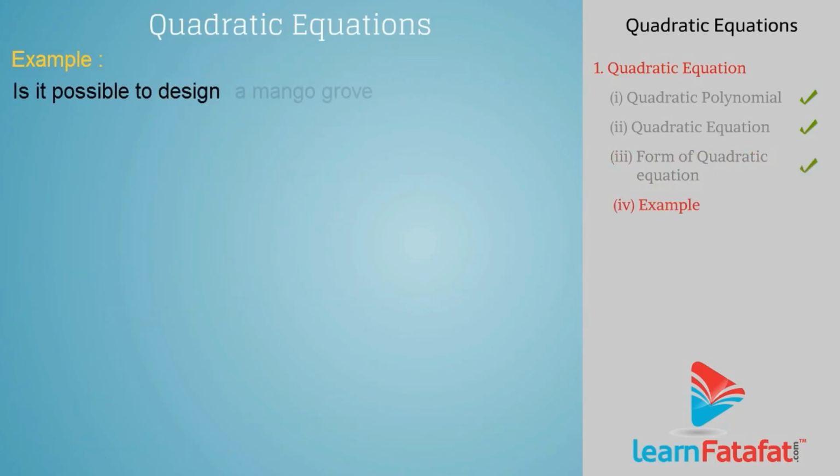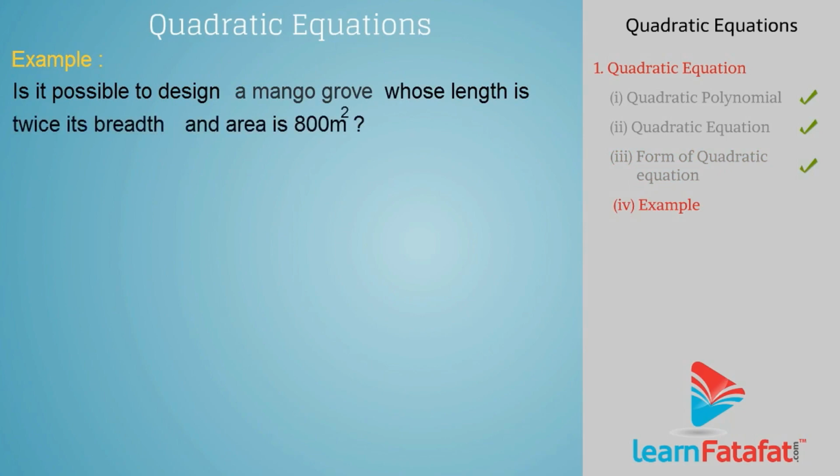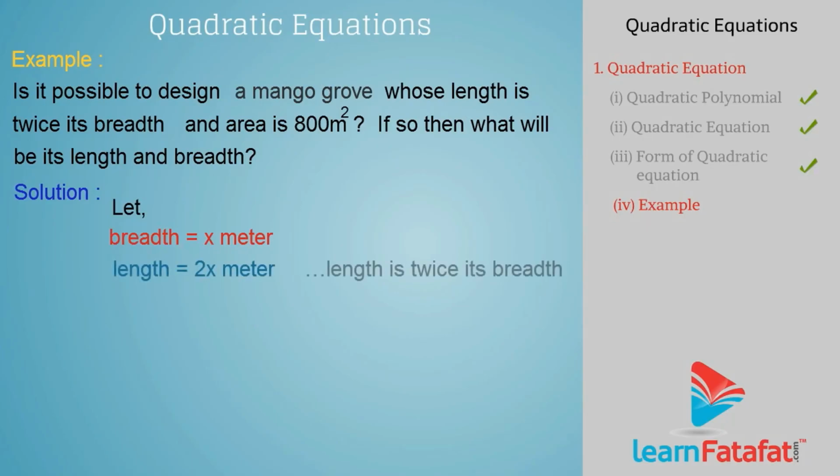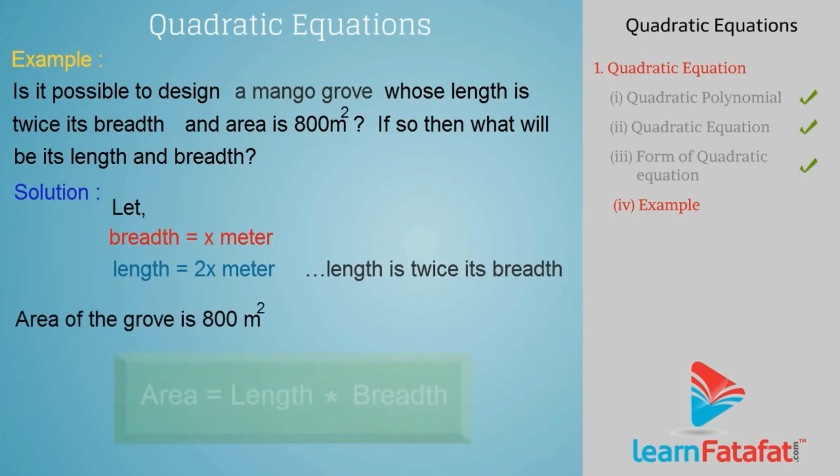Example: is it possible to design a mango grove whose length is twice its breadth and area is 800 meters square? If so, then what will be its length and breadth? Solution: let breadth be x meter. Hence, length is equal to 2x meter, since length is twice the breadth. Area of grove is 800 meters square.